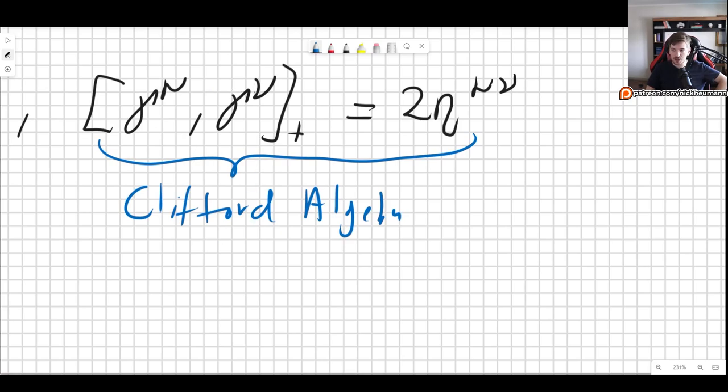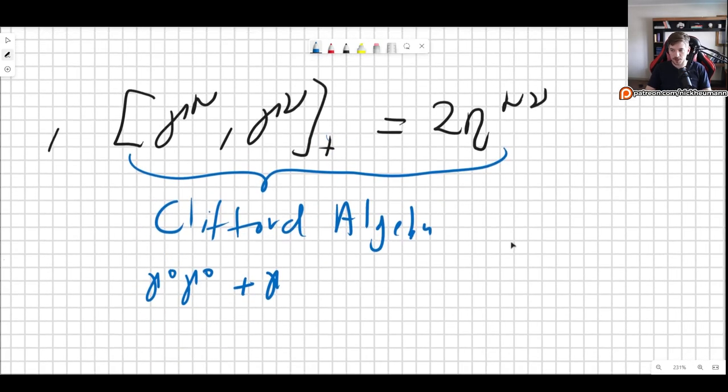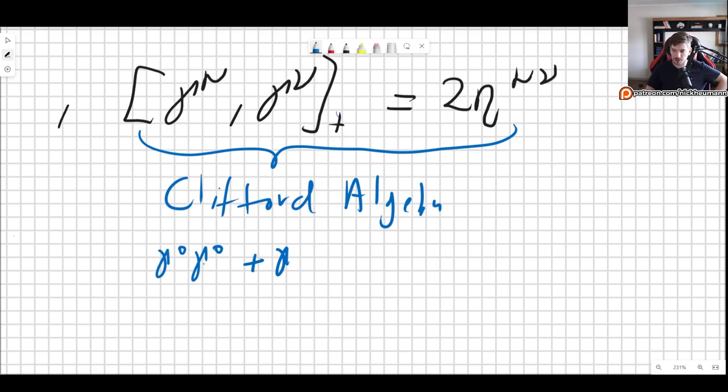So if mu and nu are equal to zero, then gamma zero plus, right? This is the anti-commutator. Some people write the anti-commutator with curly brackets. I am writing it with just these brackets, but with this plus sign right there. Okay, so keep in mind, it's an anti-commutator, so we get plus. So gamma zero plus gamma zero is equal to two times the zero zeroth element of the metric, which is this, right? One, minus one, minus one, minus one, and a bunch of zeros.